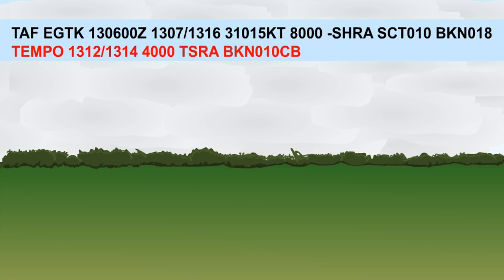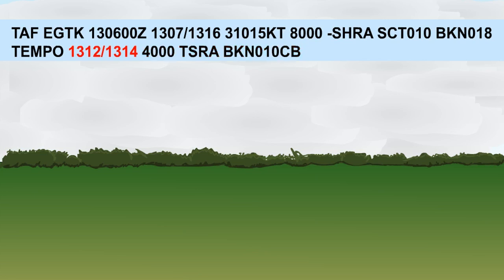The other change indicator is TEMPO, meaning temporarily. This is different from the becoming change indicator in that this change may occur at any time within a specified time period, and it will therefore not be a permanent change. These temporary fluctuations are expected to last less than an hour each time, but in aggregate, no more than half the time period given. Let's look through the example on screen.